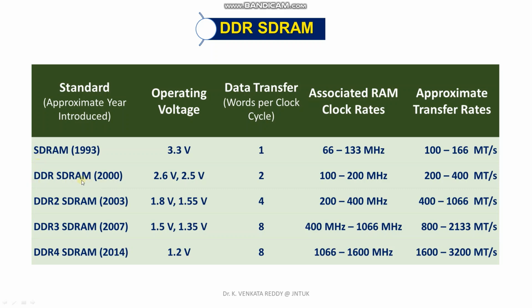The DDR SDRAMs have version 2, version 3 and version 4. At present, we are using DDR SDRAM version 4, popularly known as DDR4 SDRAMs. These DDR4 SDRAMs are used as main memories in present day personal computers, your laptops and desktop computers.